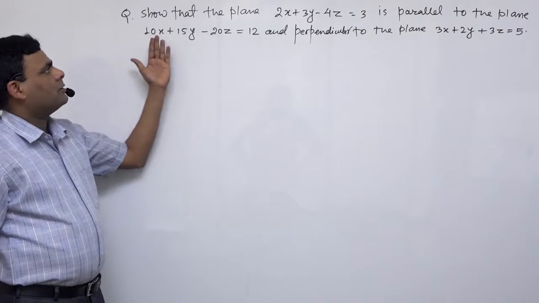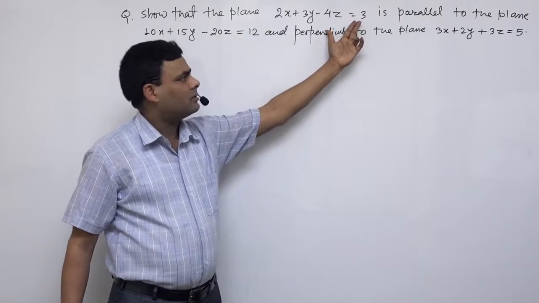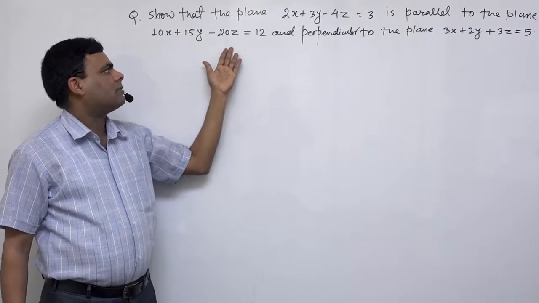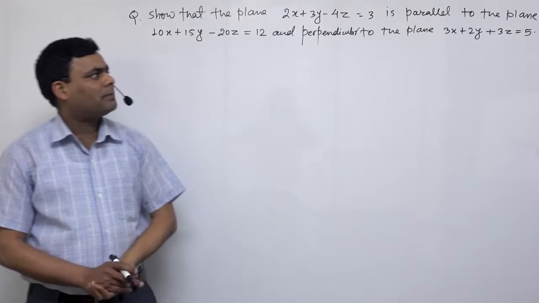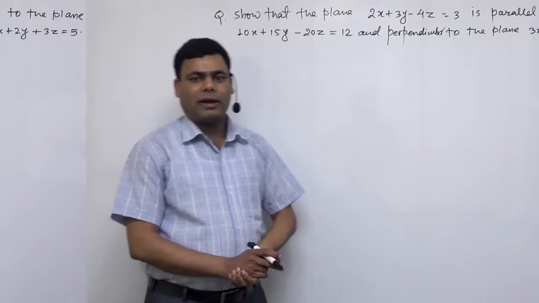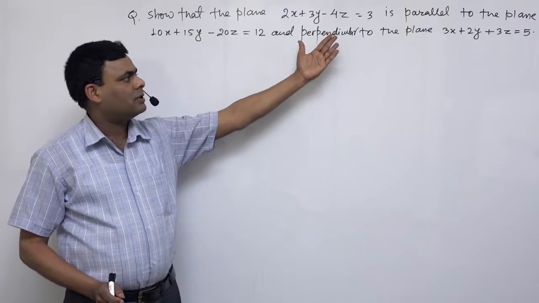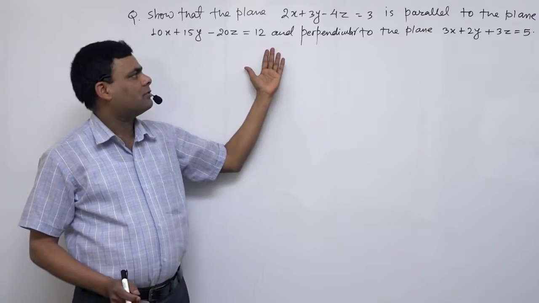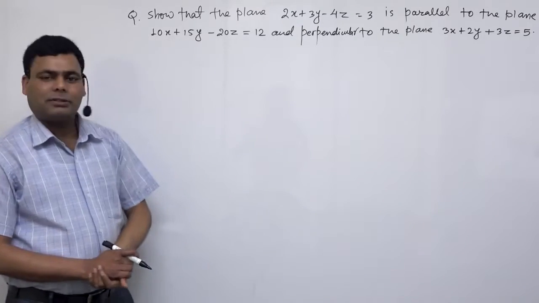Now we have the question: show that the plane 2x plus 3y minus 4z equals 3 is parallel to the plane 10x plus 15y minus 20z equals 12 and perpendicular to the plane 3x plus 2y plus 3z equals 5.